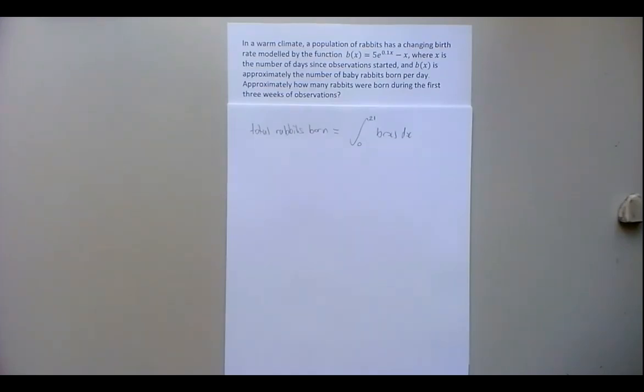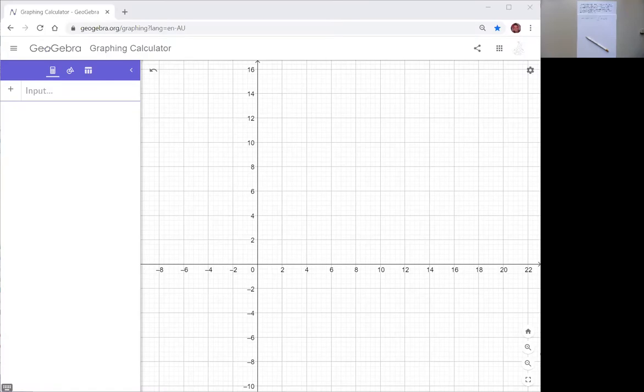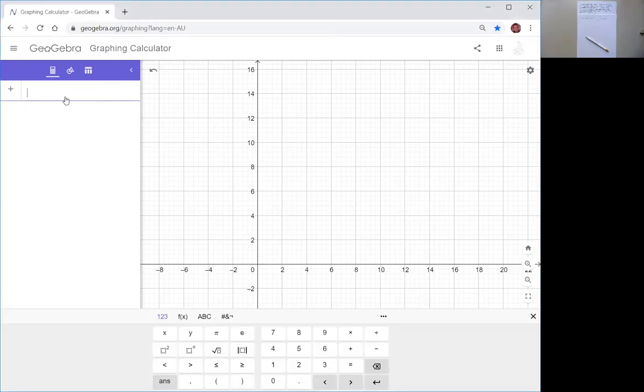Okay, I just want to draw a graph of the function to make sure I know what's going on here. So I'm going to jump over to GeoGebra and do that. Here's GeoGebra. And b of x is 5e to the power of 0.1x minus x. Okay, so that's what the function looks like.